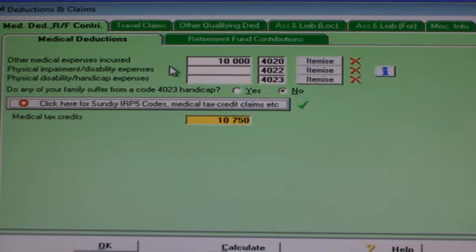Note that in all our examples, we are claiming 10,000 Rand for code 4020 out-of-pocket expenses, and we will use 2 medical aid fund beneficiaries. The Sundry IRP5 code's medical credit claim screen is what we need to look at next, so we click on this button here.